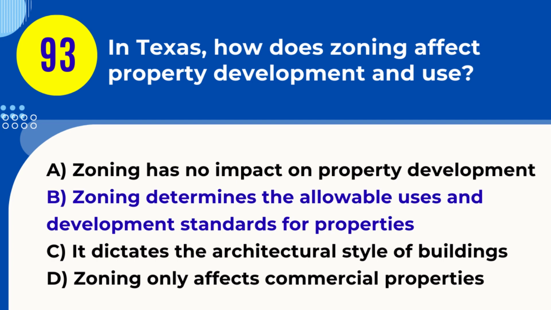Answer. B. Zoning determines the allowable uses and development standards for properties. Explanation. In Texas, zoning laws play a critical role in property development and use by determining what activities can occur on a property and setting standards for things like building size, placement, and density. Zoning ensures orderly development and helps protect property values.